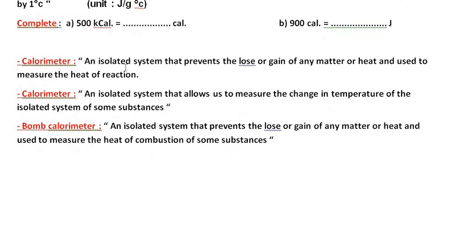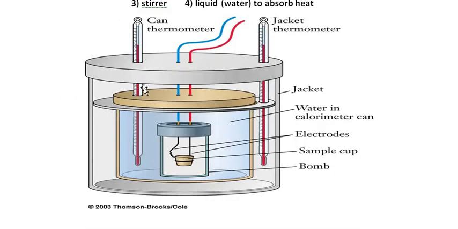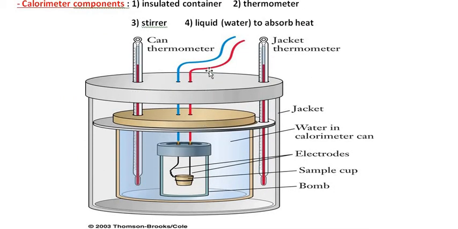A calorimeter is an isolated system that prevents the loss or gain of any matter or heat and is used to measure the heat of reaction or the heat change. This is another definition for calorimeter. Here is a bomb calorimeter, an isolated system that prevents the loss or gain of any matter, used to measure the heat of combustion. Combustion needs a strong calorimeter called a bomb calorimeter. Its wall is made of strong metal, but the ordinary calorimeter wall is made of glass. This is a sample calorimeter and its components.